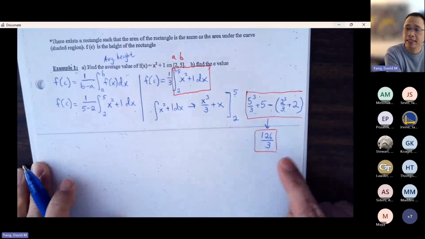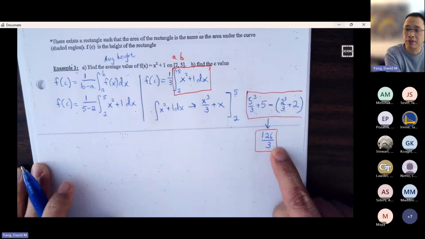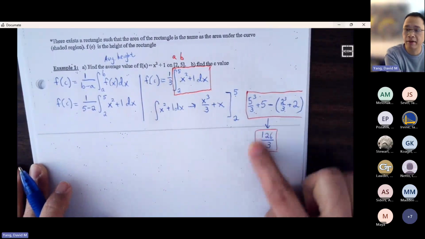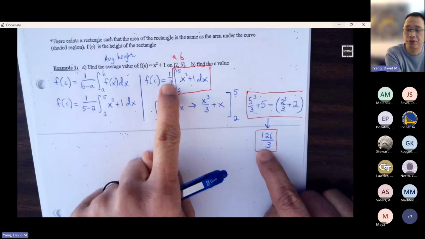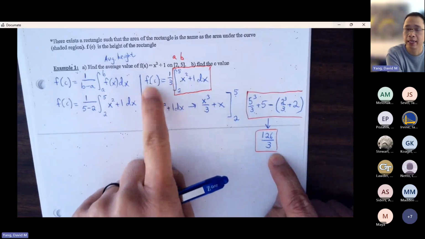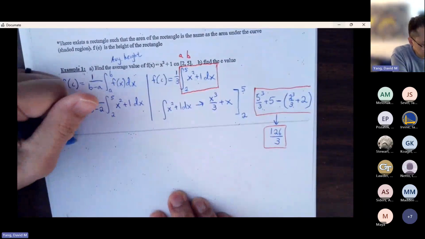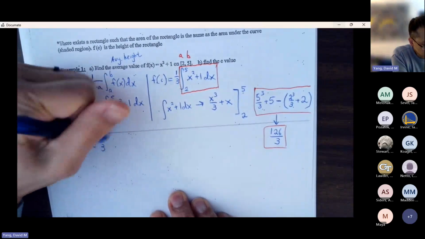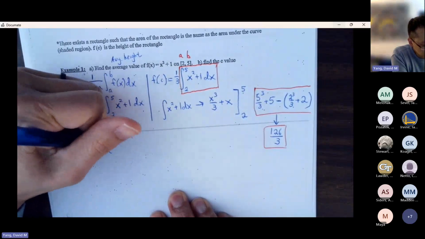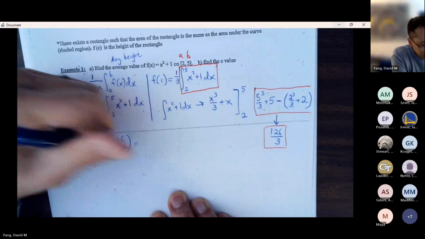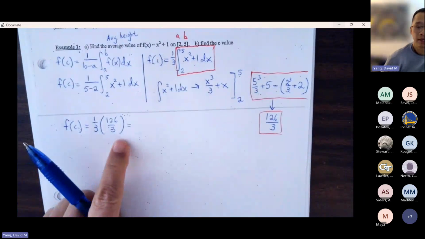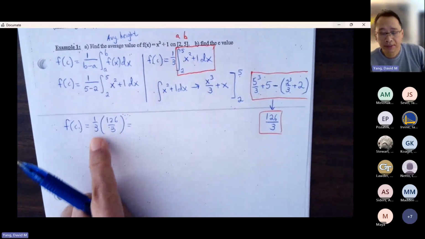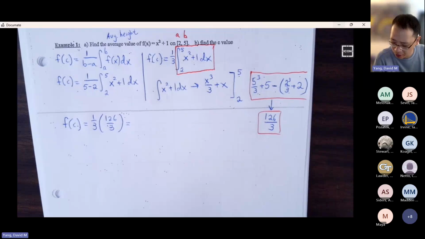But I'm not quite done yet because this is the area, but I'm trying to find the height. So I'm going to take my area, divide it by my width, which is same thing as multiplying by 1/3, and that will give me my average height. So therefore, I can say f of c is equal to 1/3 of 126/3. Basically, area of the region divided by my width of 3.